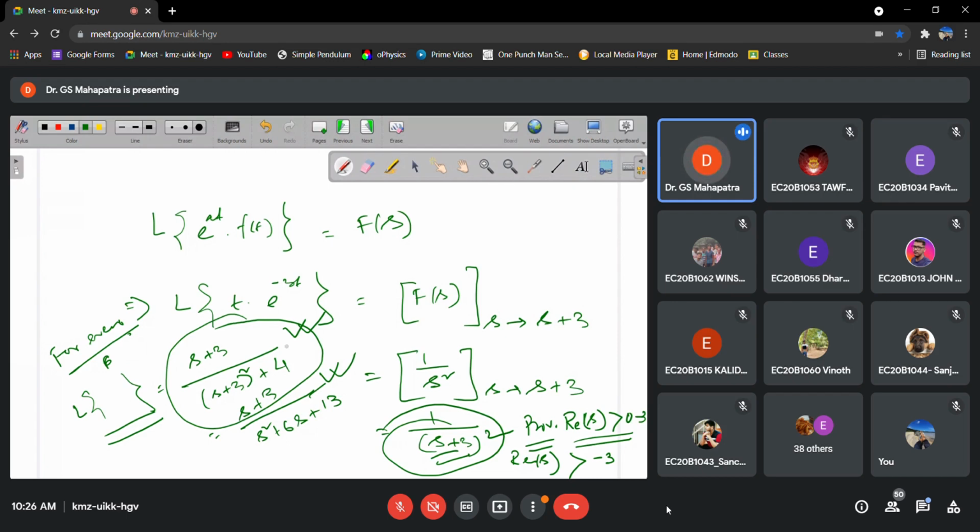So what is the value of s for which the function is not defined? There will be no s, but you have taken the Laplace transform. If there is no s, then it is meaningless, no? For the Laplace transform of t into e to the power minus 3t, if there is no s, only 1 by 0 plus 3 whole square, that means 1 by 3 whole square, which is 1 by 9. That is not possible. So what is that case?